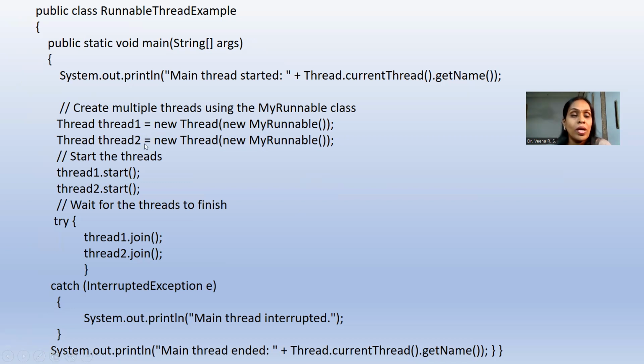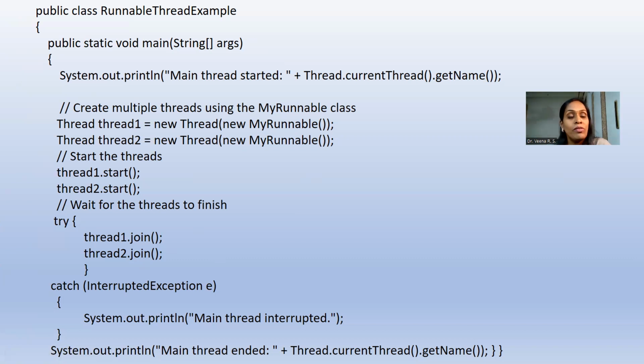The moment we want thread1 and thread2 to start executing parallelly along with the main thread, we will say thread1.start(). The moment you say thread1.start(), it will start executing the run method of thread1. Thread1 is of Thread type, and that Thread type is using the object of the myRunnable class. So it will go to the myRunnable class, search for the run method, and that method will start executing. In the same way, thread2 is also using the myRunnable class. Again, you are making use of start, so it will start executing the run method.